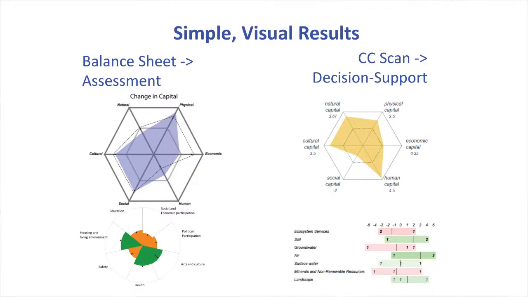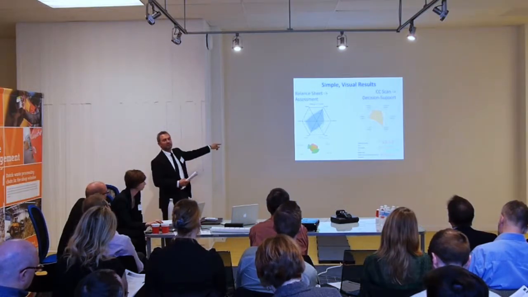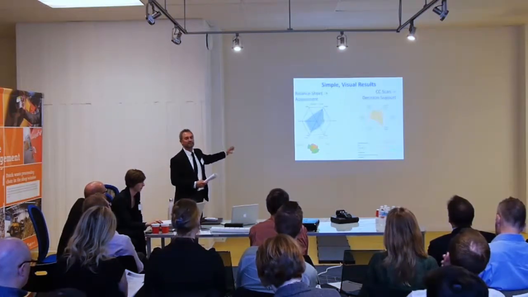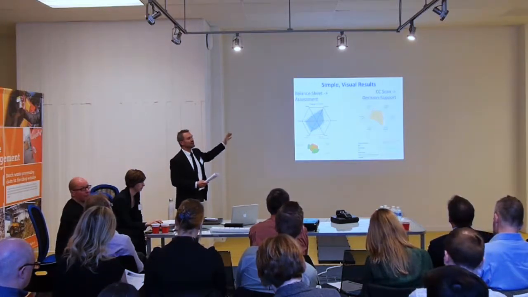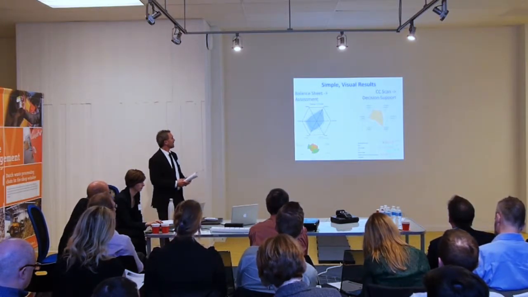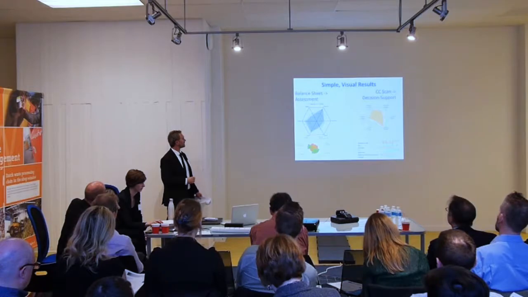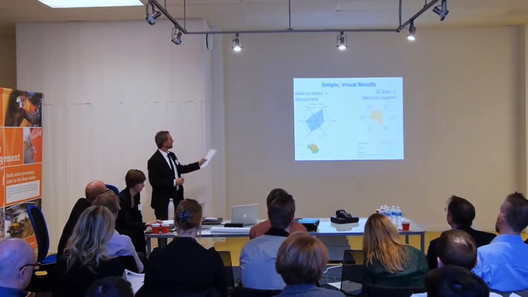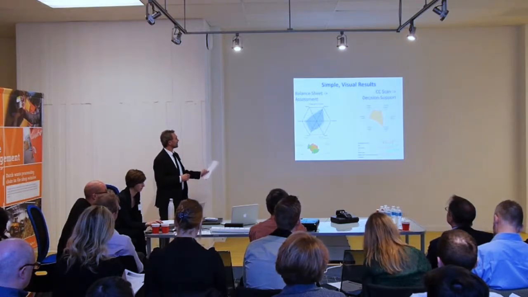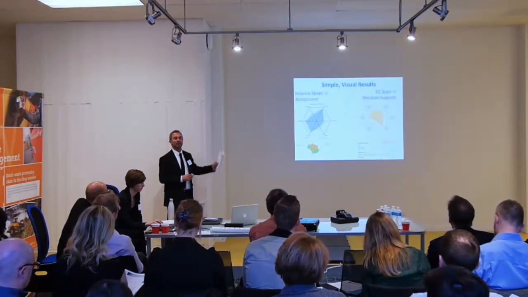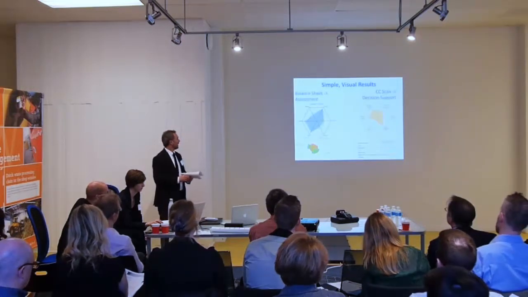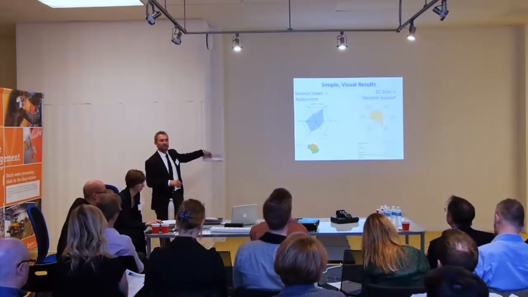So if we go to the next slide, what we get is these very simple visual assessment results based on a whole lot of data, but made accessible. We've actually got 2 instruments. One is what we call the sustainability balance sheet on the left, and the other the community capital scan. The balance sheet is an assessment tool, and by looking at this, you can very quickly say, okay, we're doing really well in terms of physical, social, and cultural capital in this case, but not so well in terms of human, economic, and natural capital. And we can track this over time, and we can break it down into various pie charts and so on.